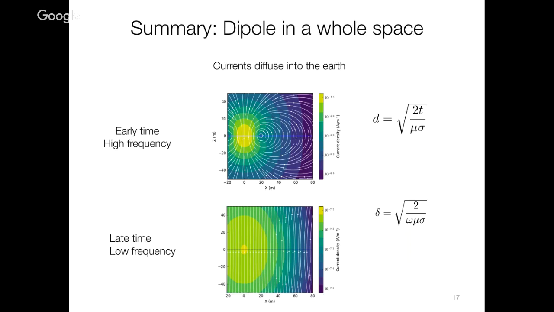So what we see is the following. When you have a current and you just allow it to go away on its own, the currents diffuse into the earth. At early times after shut off, or high frequencies in a frequency domain experiment, these two look the same. And similarly, at late times and low frequencies, they'll also look the same. Okay, so that's your connection between time and frequency.